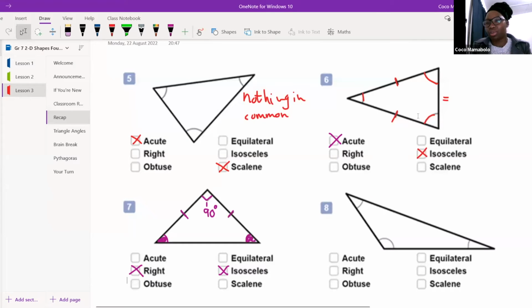Letitia, do you want to help me with the last one? Yes. All right. Excellent. Tell me, what kind of triangle do I have here? It's a scalene triangle. Excellent. Why is it a scalene triangle? Because all sides are not equal. Good. None of the sides are equal and none of the angles are equal, right? Yes. Good. Now, is it an acute, a right, or an obtuse angle?